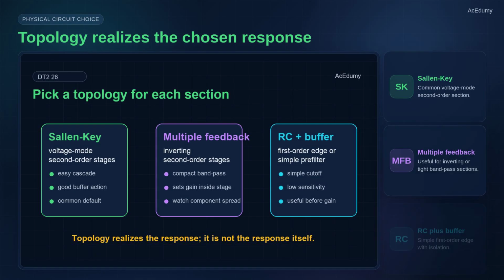After the order is known, choose a topology. Sallen-Key is common for voltage mode second-order sections. Multiple feedback forms are useful when an inverting structure or tighter bandpass behavior is wanted. The topology is not the goal. It is the physical way to realize the chosen response.